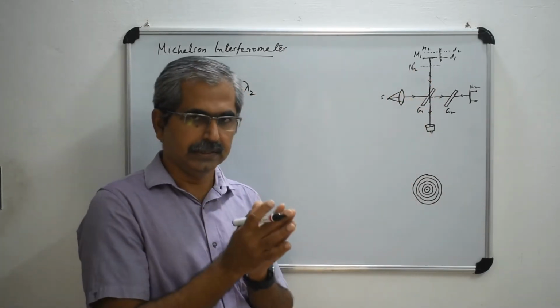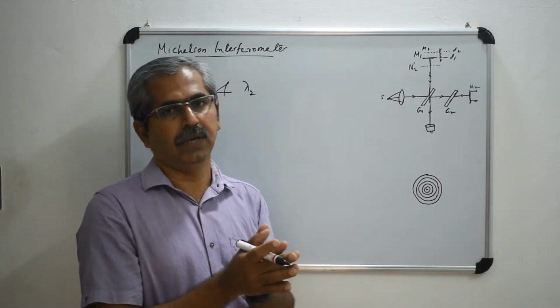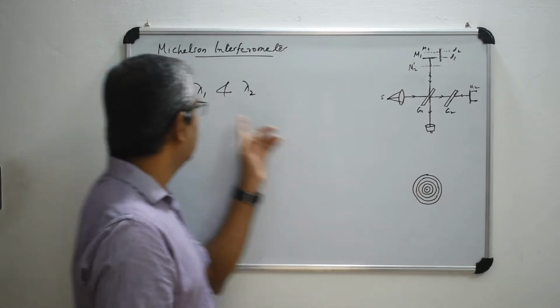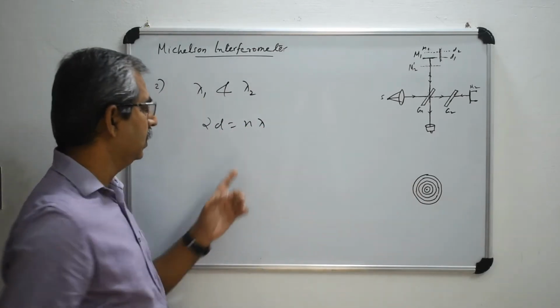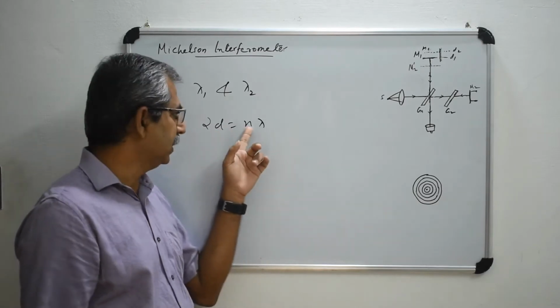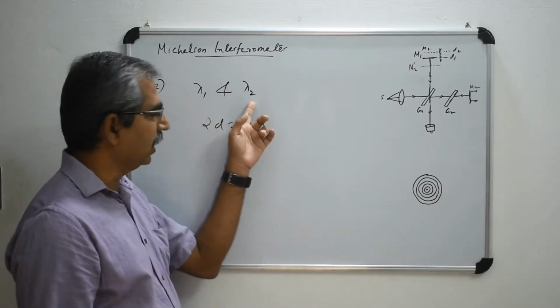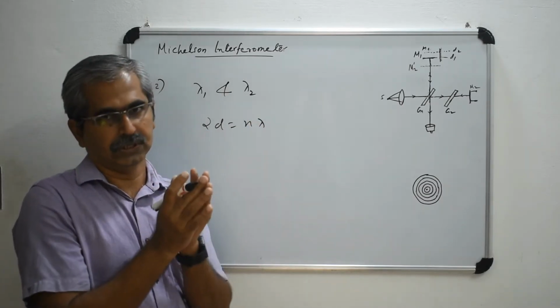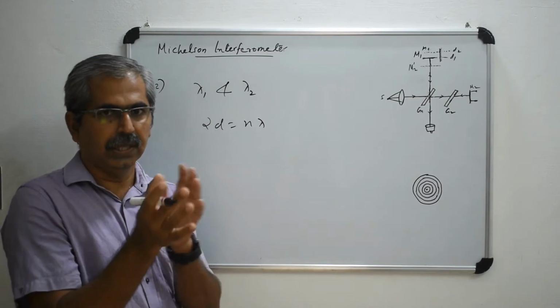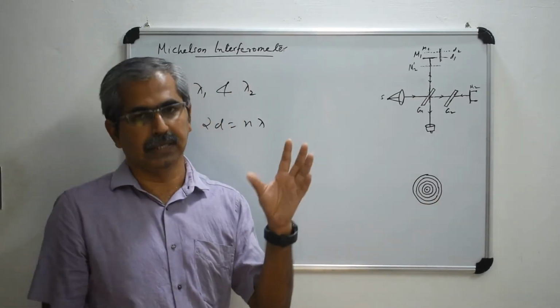That means at the center, the condition is such that for both wavelengths you have 2d equal to n lambda, the integral multiple of lambda. So the condition for the wavelengths lambda 1 and lambda 2 is such that the dark rings coincide. That means you can see the interference pattern clearly.